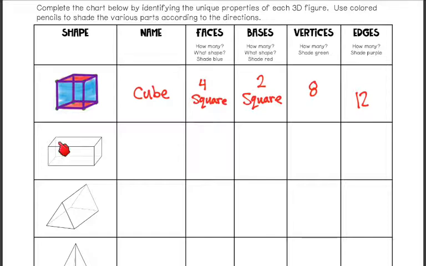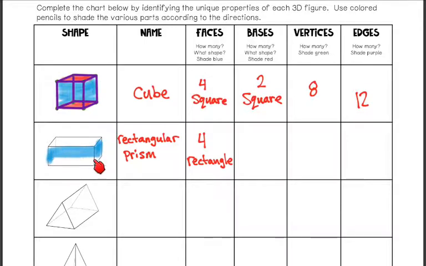Okay, the next one, what is this one called? It should be a rectangular prism. And since it's a rectangular prism, we know that there are 4 faces like the square, but they are 4 rectangular faces. So I'm going to go ahead and color that in. And you'll notice I skipped a little bit on the top and bottom here, and I'll keep going through that. But there are 2 bases, and they are both rectangles. And I'm going to go ahead and shade those.